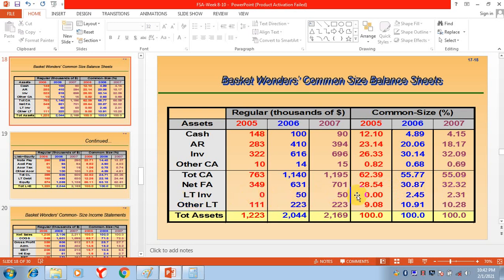Long-term investments are increasing, which is a good sign because idle cash is now utilized properly. This long-term investment will give us return. Other long-term assets are also increasing from 9% to 10%. So it is also showing a good sign. It is also showing expansion. Other long term also includes intangible assets. So this shows that we are taking copyrights, patents, rights. So it is also a good sign.